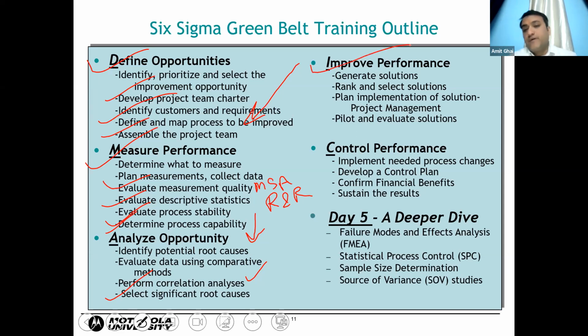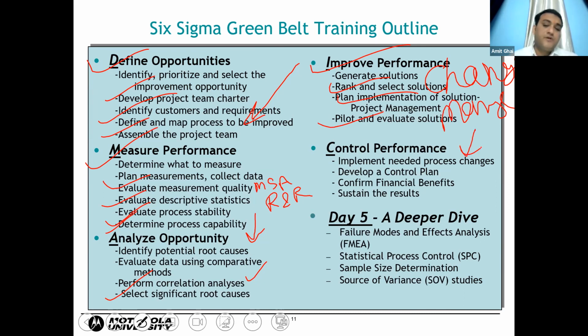Then we move to the improve performance. We sit with the team and generate solutions and then prioritize them. There are various cause and effect matrices, the solution ranking matrices that give you the statistical methods of selecting the right solutions. Then you do the implementation, and here the project management that you have learned throughout your life works the most, because it is all about change management. You need to be a very good change manager in order to be a successful Six Sigma green belt. You pilot and evaluate the solution, and then you move to the control performance.